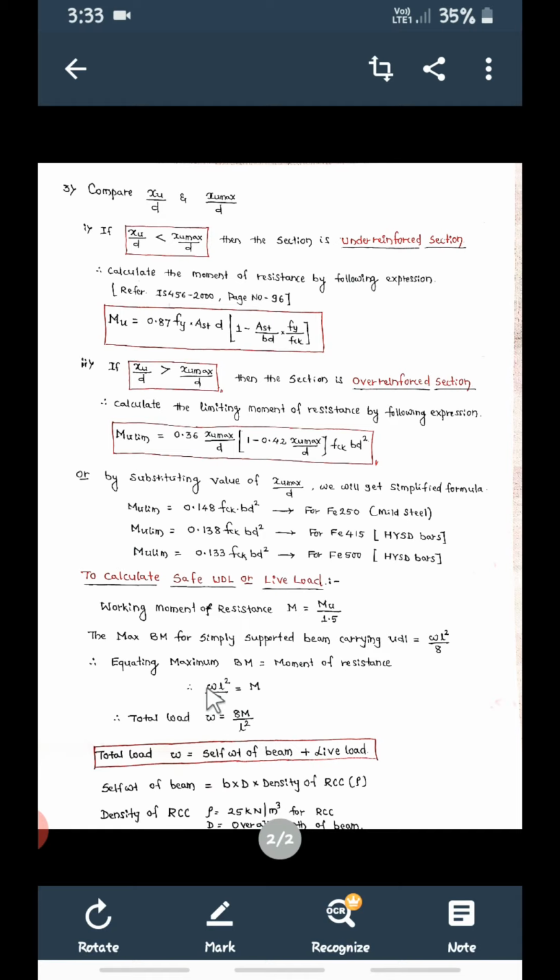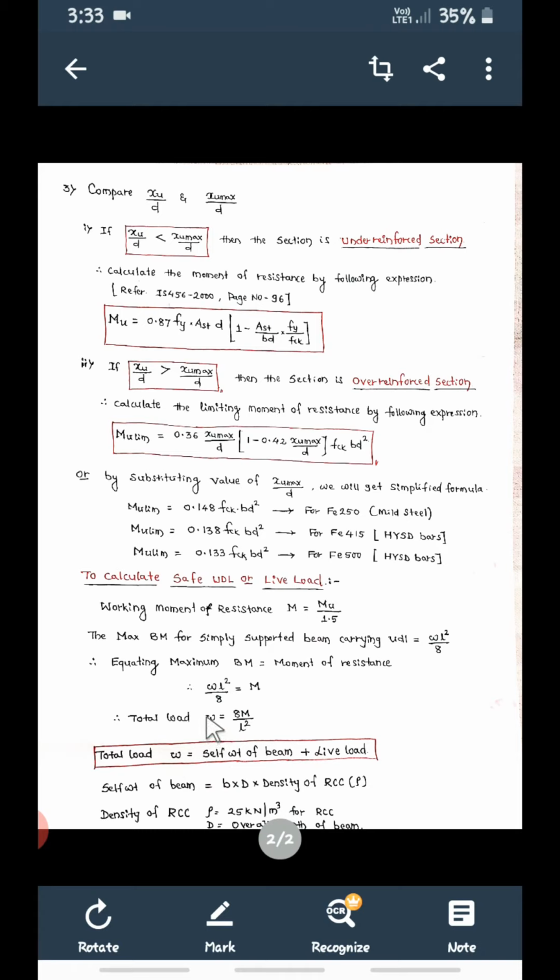We want to calculate this small w. So w is equal to 8M divided by L square. Total load w is equal to 8M divided by L square. Now see, whatever the total load small w or UDL is there, this UDL consists of live load plus self weight of the beam or own weight of the beam.